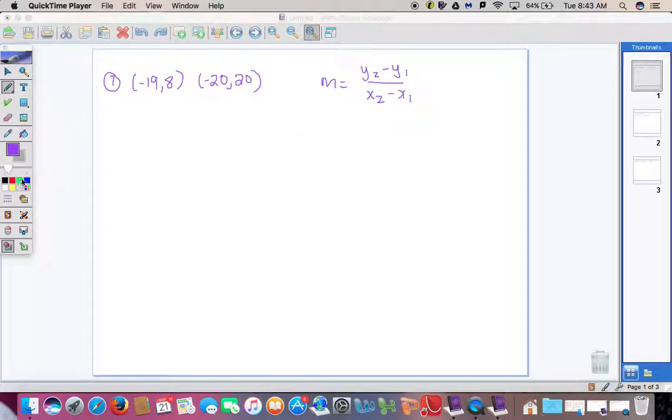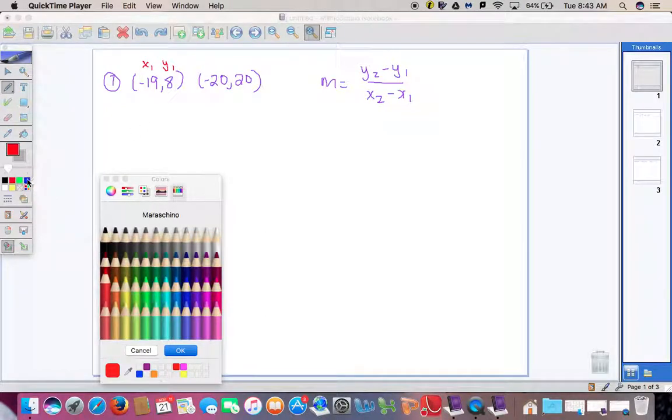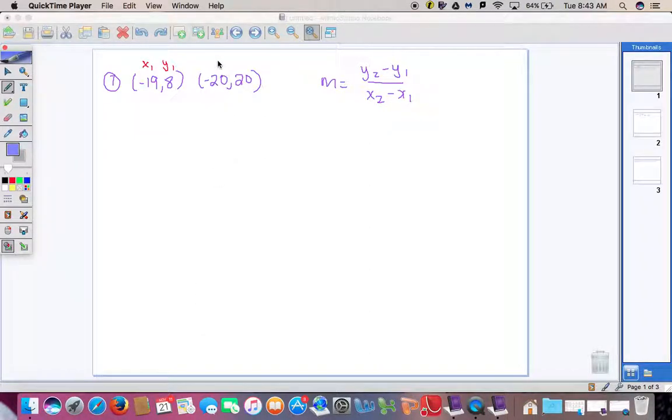Okay, so your first step needs to be to identify which ordered pairs are going to be your x1, y1, and which ones will be your x2, y2. So remember, every ordered pair has both an x value and a y value, and this was the most common mistake on your last quiz. So that's why we're reviewing it again. Okay, so we've got x2 and y2.